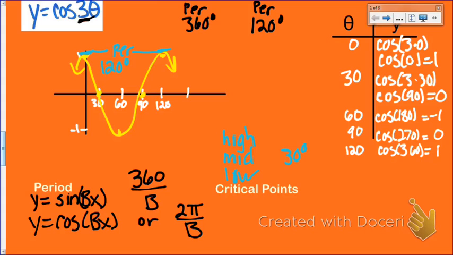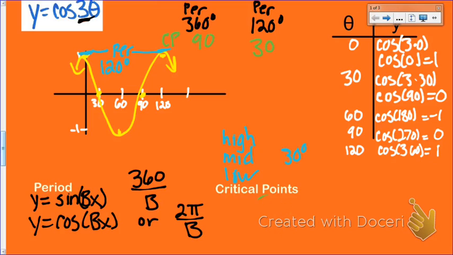Alright, then to figure out how often I get my critical points, when my period was 360, if you look back at your original function, my critical points were every 90 degrees. But here, my critical points are every 30 degrees. And in both of those cases, what I had to do was take my period and divide it by 4.